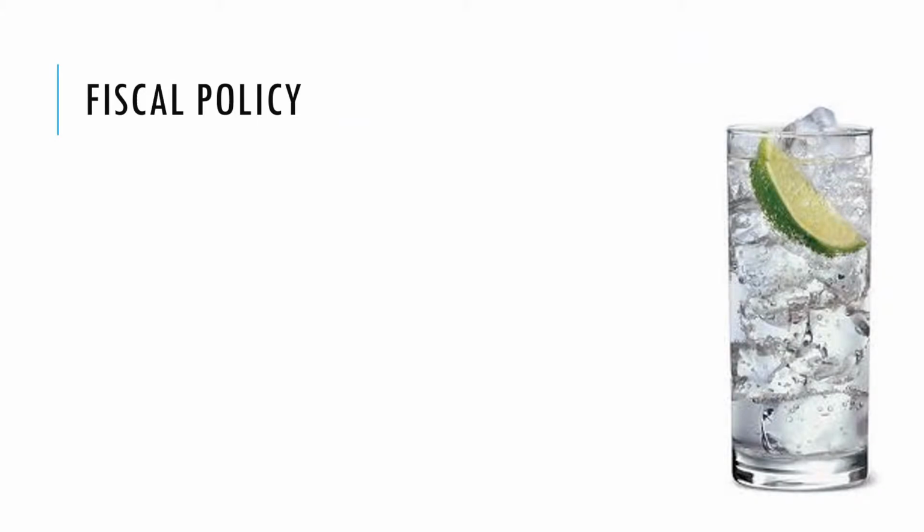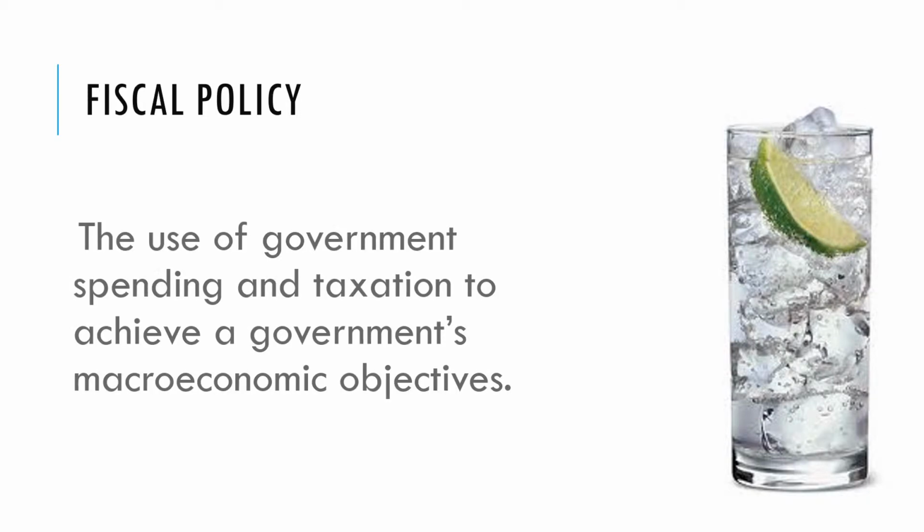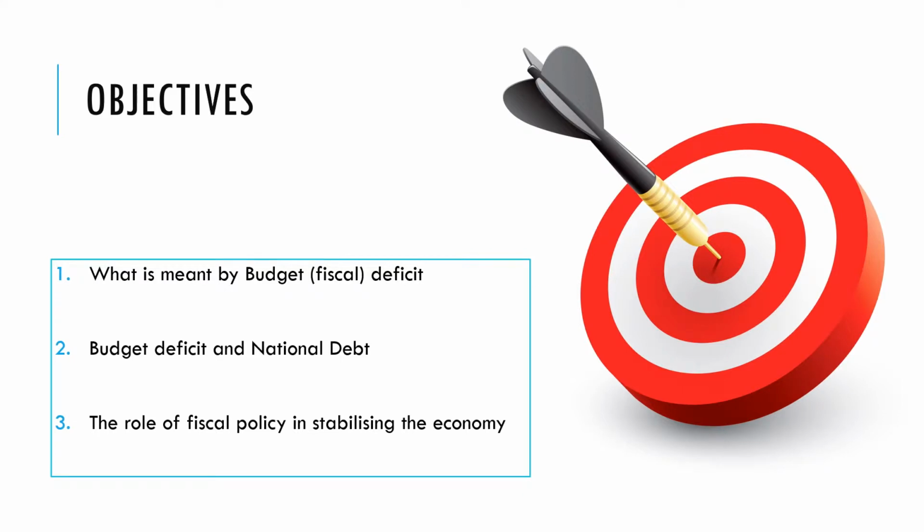So public sector borrowing and debt follow on from what we've looked at previously to do with fiscal policy. A reminder that fiscal policy is to do with government spending and taxation to achieve a government's macroeconomic objectives: G and T, gin and tonic. In this video we're going to look at what is meant by the budget or fiscal deficit, the relationship between that and national debt, and then lastly the role of fiscal policy in stabilising the economy.